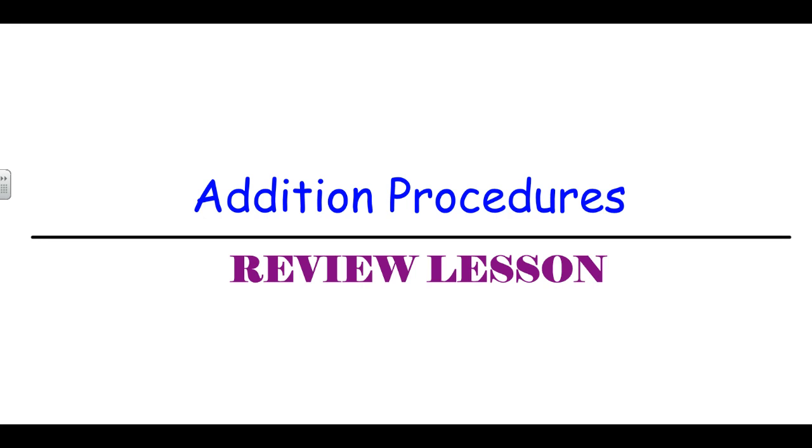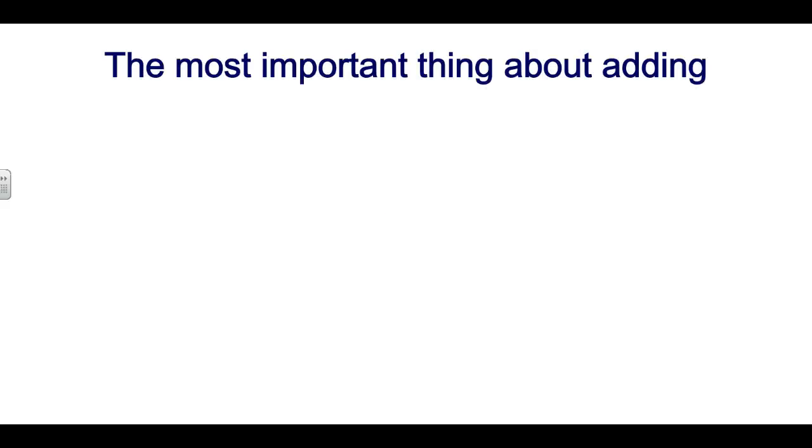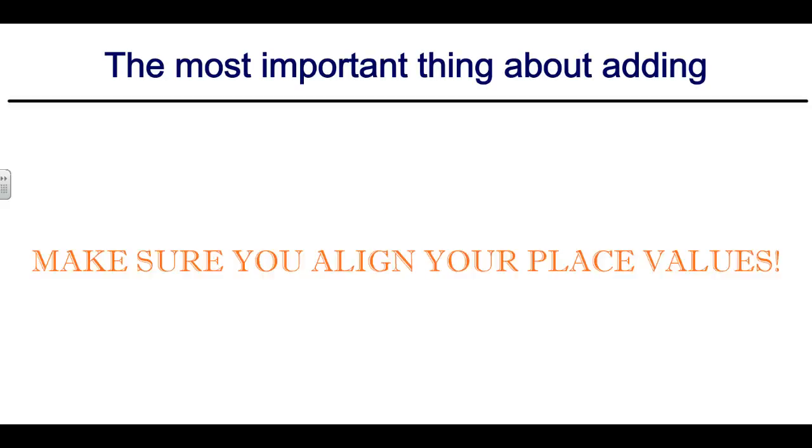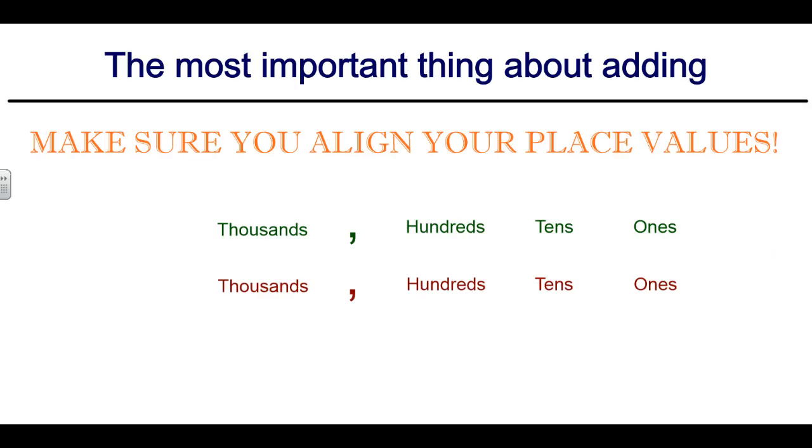And so as it is a quick review, I just have one thing I want to talk about, and that is the most important thing when it comes to adding, and that is any time that you add, you must align your place values. That means the ones must be aligned with the ones, the tens with the tens, the hundreds with the hundreds, the thousands with the thousands, etc. No matter how large the number is in terms of digits, the same place values are always aligned with each other.